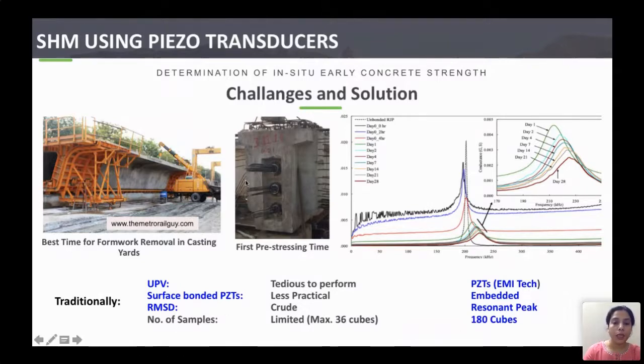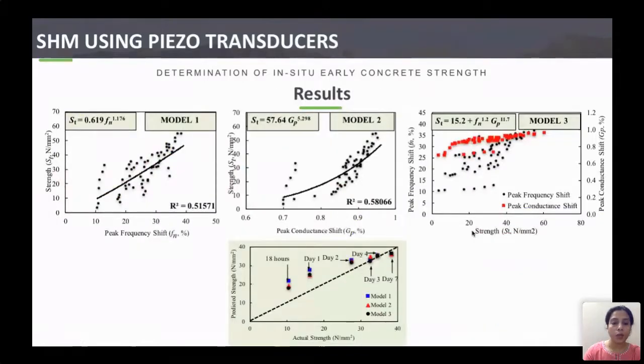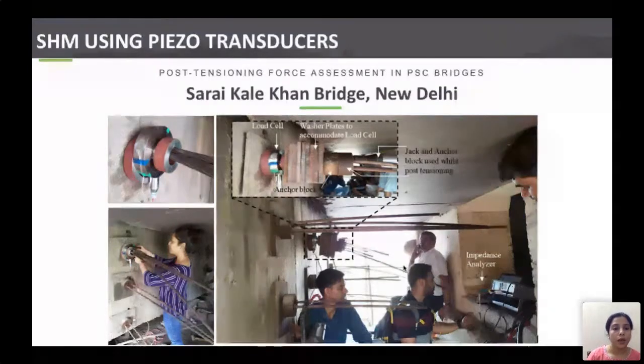So we have embedded the sensors inside the concrete on site, and we monitored the conductance signature of the piezoelectric patch. Based upon that we generated models and estimated the concrete strength, and we found that from day two onwards, the results of the predicted strength and the actual strength were quite matching. They were encouraging.